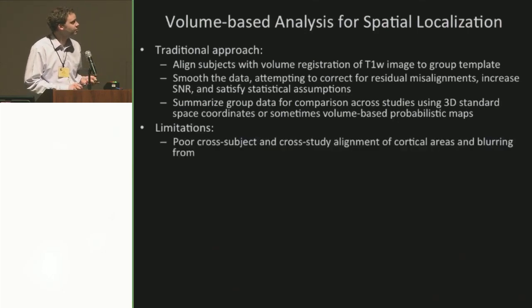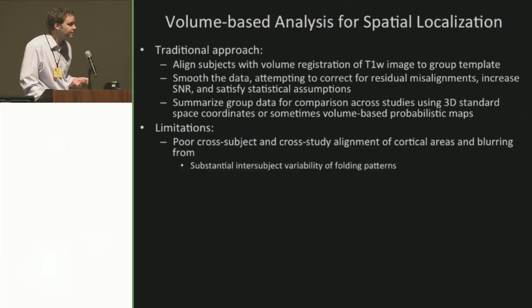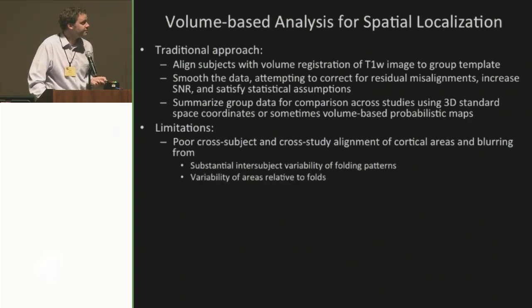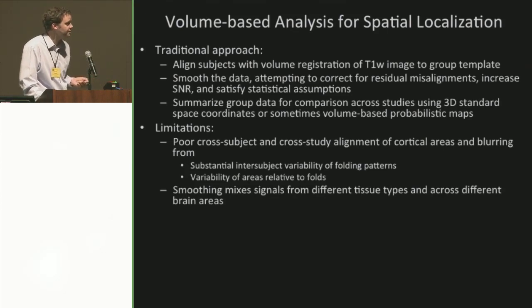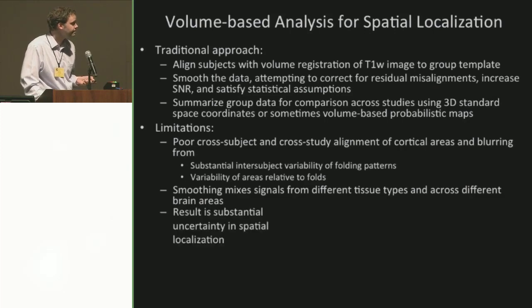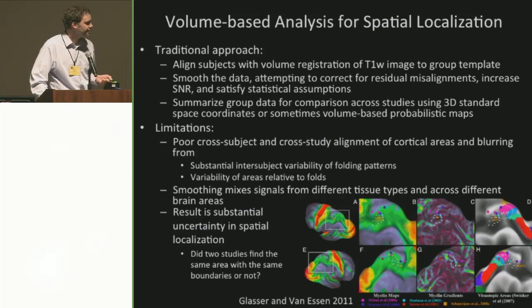We have relatively poor cross-subject and cross-study alignment of cortical areas, and blurring from the substantial intersubject variability of folding patterns, the variability of areas relative to folds. Smoothing also mixes signals from different tissue types and across different brain areas. The result is substantial uncertainty in spatial localization, basically being able to answer the question: do two studies find the same area with the same boundaries or not?